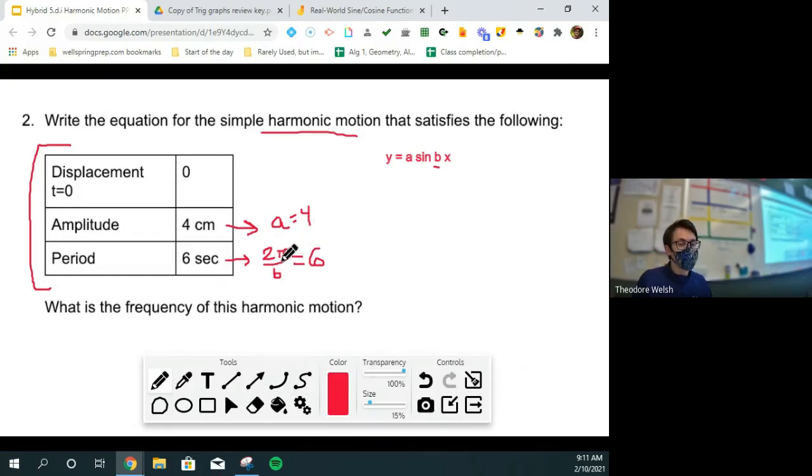So we would need to solve for b here, which may be a little hard to differentiate b and 6 here. The b is this one down below. So we could cross multiply b times 6 and 2 pi times 1. So we get 6b equals 2 pi. Divide both sides by 6. And I'm going to get b equals 2 pi over 6, or pi over 3.